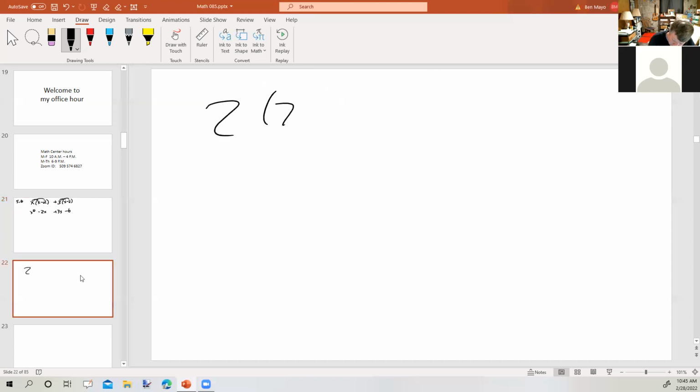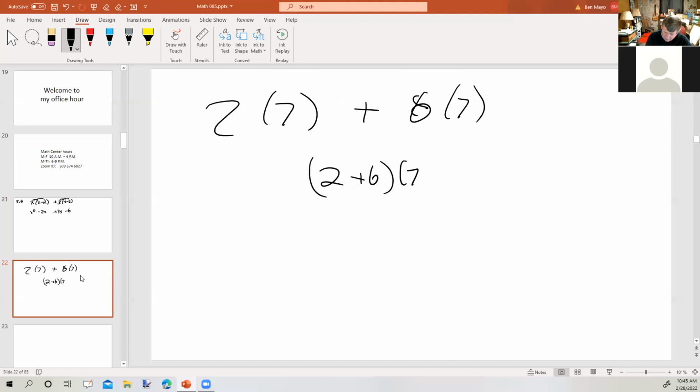Let's say I had 2 times 7 plus 6 times 7. Wouldn't that be the same thing as 2 plus 6 times 7? Yes. You see it, you're sure? I think so. Well, this is 14 and this is 42, and that's 56, and this is 8 times 7, which is 56. So it works, but I don't think that's the problem. I think it's just you're not seeing. Tell you what, let's do this. Well, let's go back here.